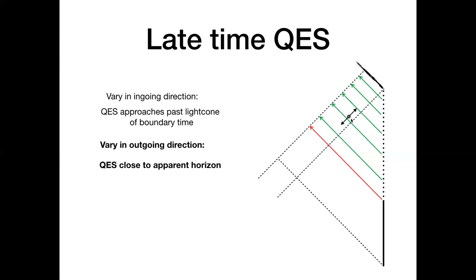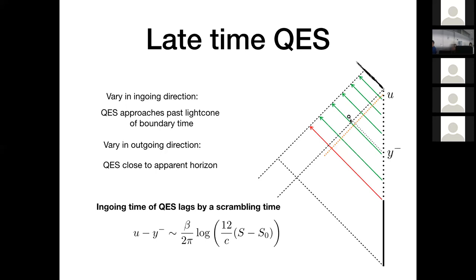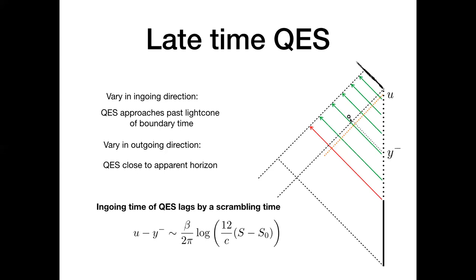So the upshot of these two statements is that we have a quantum extremal surface that's close to the apparent horizon and is separated from the light cone by some sort of Planckian light cone separation. If you combine these two statements, you discover there's a quantum extremal surface close to the horizon, and the ingoing time of this quantum extremal surface lags by a time that's logarithmic in the entropy, which is the scrambling time. Or here it's logarithmic not in the total entropy, but the entropy minus the entropy that an extremal black hole would have.